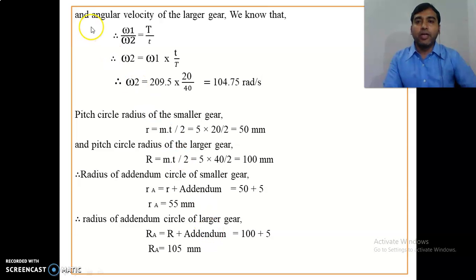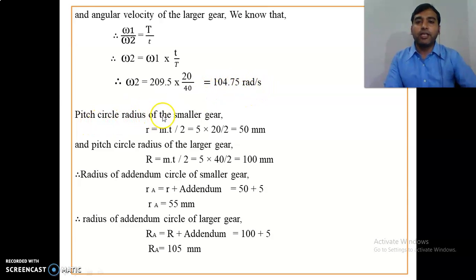Now find omega 2. With the help of the relation between omega 1 and omega 2, the ratio omega 1 upon omega 2 is equal to capital T upon small t. So omega 2 is equal to omega 1 into small t upon capital T. So omega 2 is equal to omega 1, having value 209.5, into 20 upon 40. So we get the value of omega 2, angular velocity of gear 2, 104.75 radian per second.